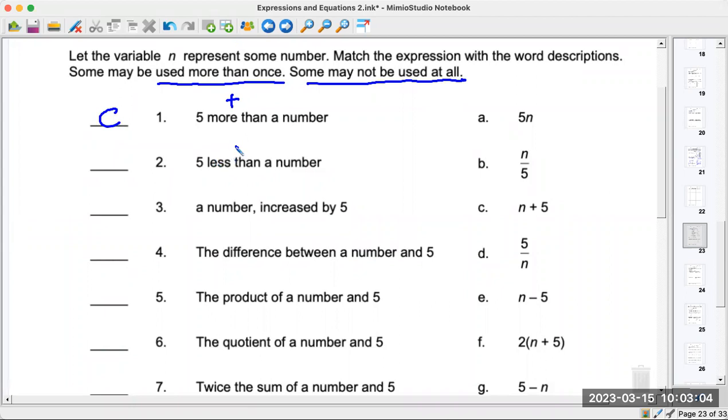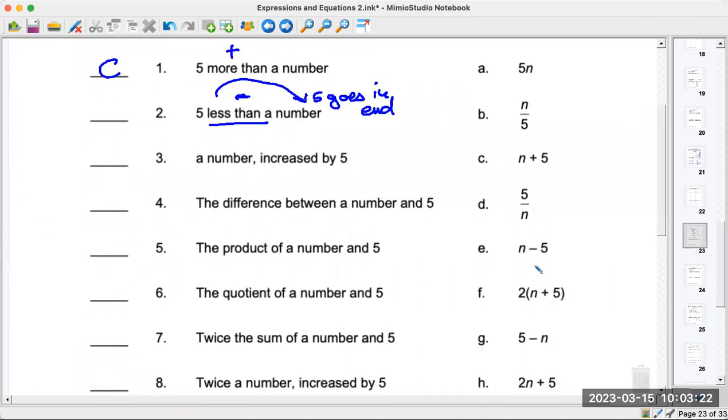5 less than a number. Less is subtracting, but it's the n, the 5 goes in the end. Less than is one of those words that are a little tricky. Okay, so 5 less than a number means n minus 5. A number, take away 5. Not, I'm going to write that here, not 5 minus n. Okay, so that's not it. It's the n, the 5 less than a number, E.